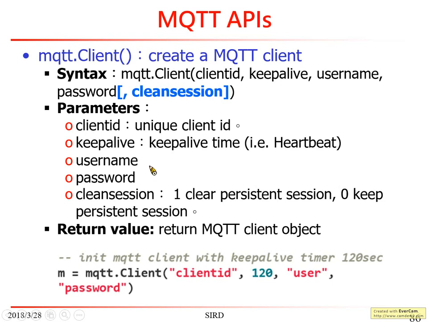And you can also submit a username and password. And you can also describe whether you would like to clean the session or not. This is called a persistent session. It returns either true or false. And if successful, it will return the client object. So like this MQTT client, you supply a unique ID and this keep alive lifetime. And you might register a username and password. Okay.